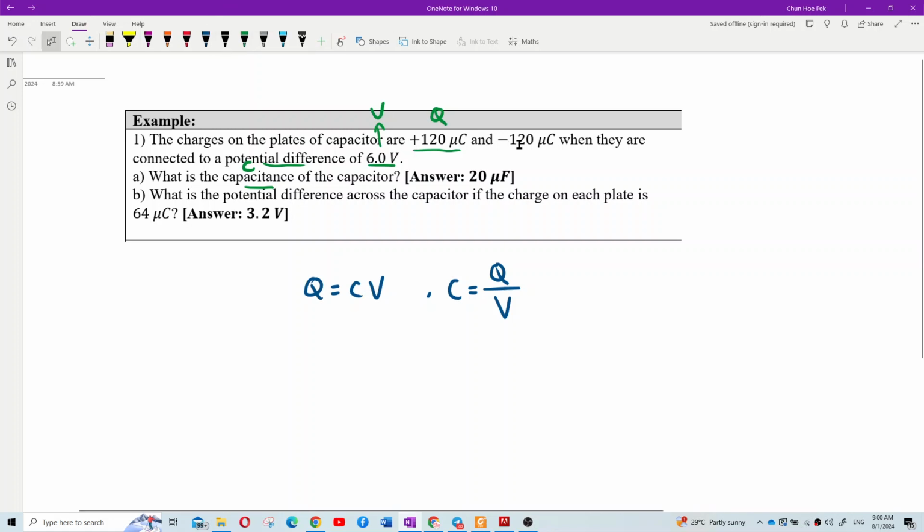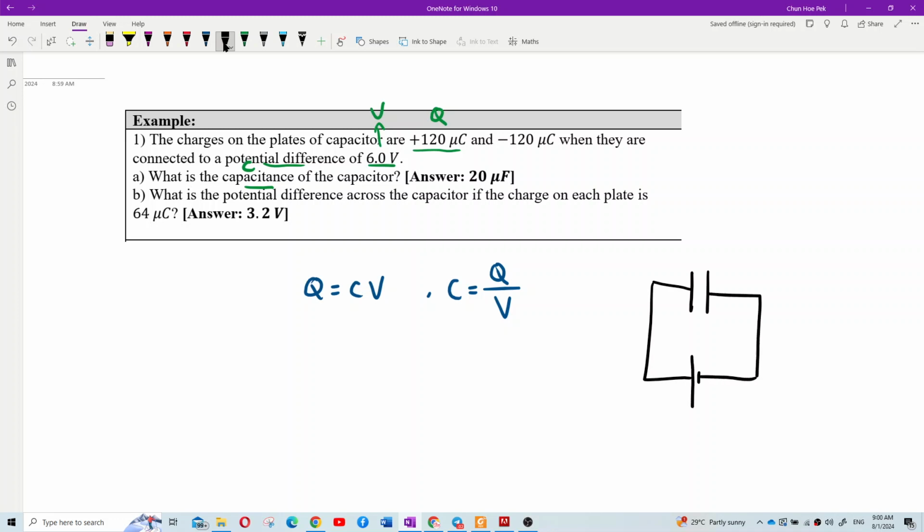So you have 120, negative 120. What does it mean? That means this capacitor is being charged by a battery of 6 volt. When it's being charged by the 6 volt battery, one plate becomes positive 120 and the other plate becomes negative 120 microcoulomb. Understand? So that means this was positive Q, this was negative Q. Okay, so we want to find capacitance. What do we do?